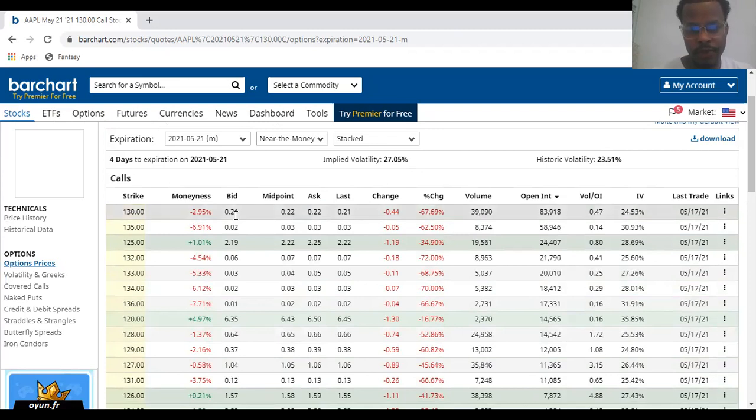So we can see that this one, the bid and the ask is just 1 cent. So if you buy at 20, well, the ask is 22 cents. So if you buy it at 22 cents and you want to get out right away, you could sell it for 21 cents, right? So that means you only lost 1 cent in your investment.